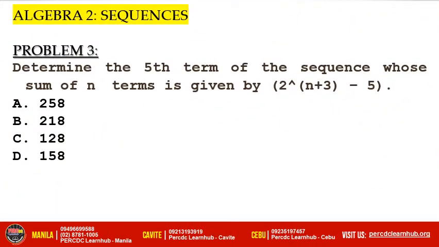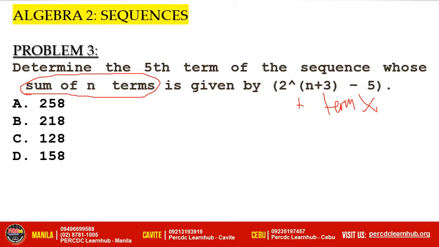Problem number 3, determine the fifth term of the sequence whose sum of the n terms is given by 2 raised to n plus 3 minus 5. Take note of this. Yung given na equation is hindi po siya nth term. Ulitin ko po, hindi po ito siya pang nth term na formula. Yung common kasi natin, nth term na formula. So, ito ay sum of n terms. Again, ulitin ko, these are sum of n terms po itong 2 raised to n plus 3 minus 5.